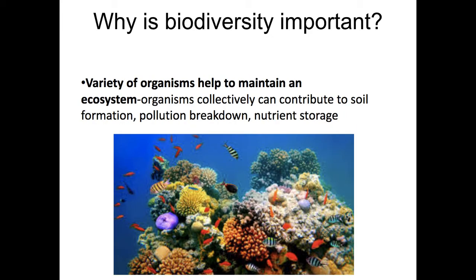Number three: variety of organisms helps maintain an ecosystem. Remember, ecosystems have living and non-living things in them, biotic and abiotic. Living things can help with your abiotic factors, not just the other way around. So living things contribute to soil formation, breaking down pollution, storing nutrients. The more you have, the healthier the overall ecosystem is.